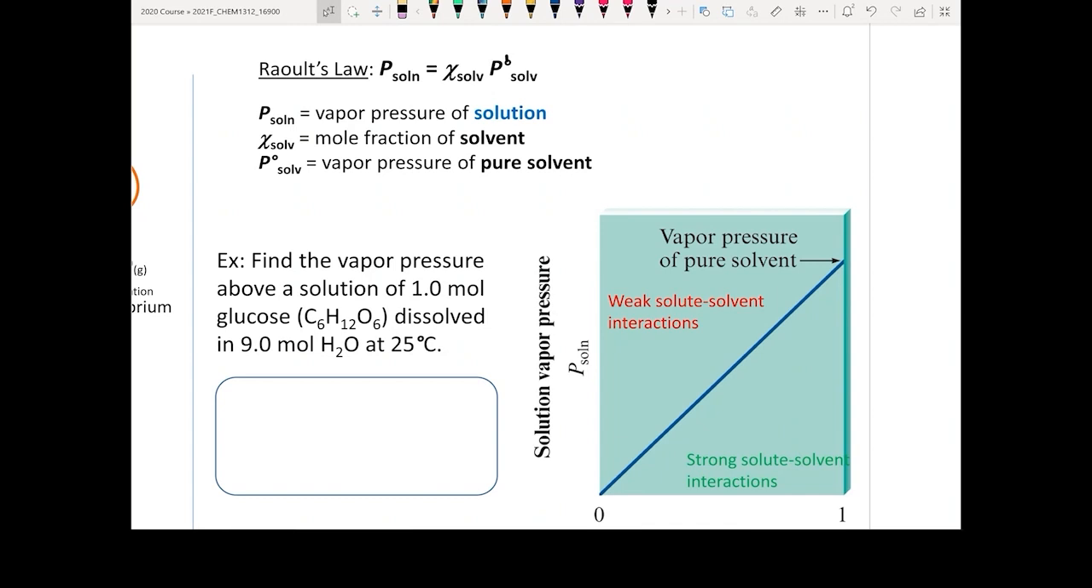Once you understand the concept, the calculation you are going to do is the so-called Raoult's law. Raoult's law is an equation you can use to estimate the vapor pressure of a solution. If your solute is in the solid form and your solvent is in the liquid form, the vapor pressure is ultimately determined by your solvent. This equation says the vapor pressure of your solution is equal to the vapor pressure of your solvent multiplied by the mole fraction of your solvent. That is the mole fraction of your solvent, not the mole fraction of your solute.